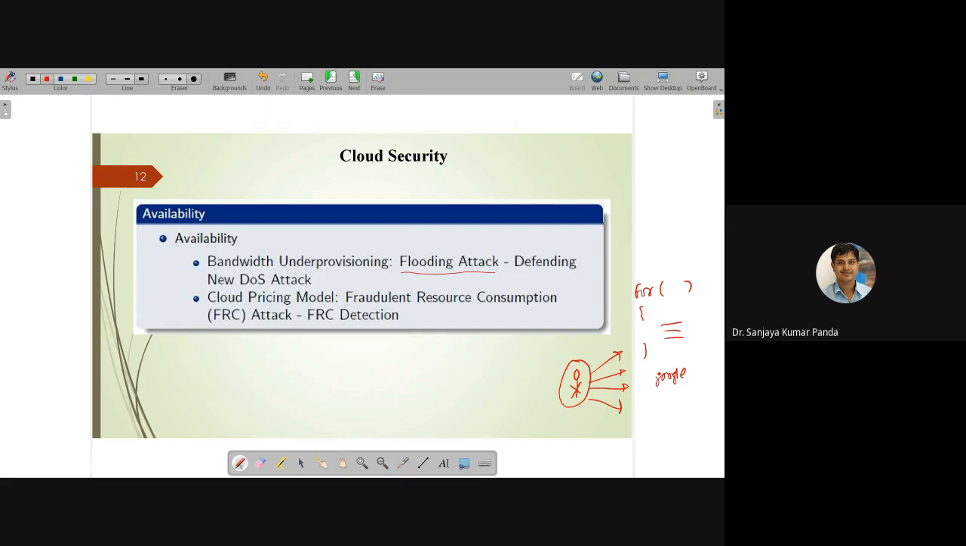Similarly, there is an attack related to the cloud pricing scheme. The pricing scheme of each and every cloud service provider is different. If the pricing scheme of one cloud service provider is known to another cloud service provider, or the internal strategy is known to another provider, that can also lead to one kind of attack, like fraudulent resource consumption, the FRC attack. So we need to detect such attacks so that we can avoid them.